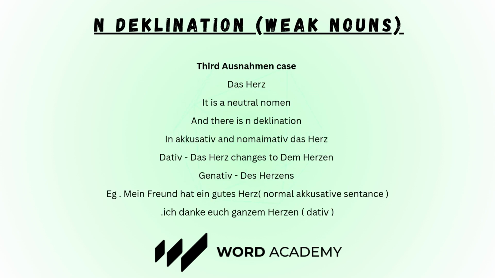The third and last Ausnahme in N-Deklination is das Herz. We know that das Herz is not a masculine noun. That is a neutral noun and there is N-Deklination. In the accusative and nominative case, das Herz. In the dative case, das Herz becomes dem Herzen. In the genitive case, it changes to des Herzens.